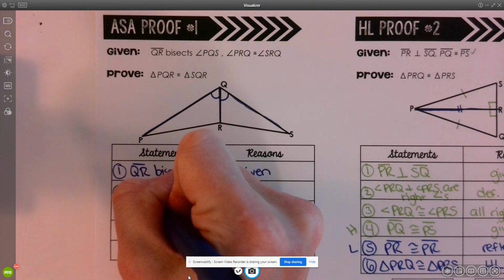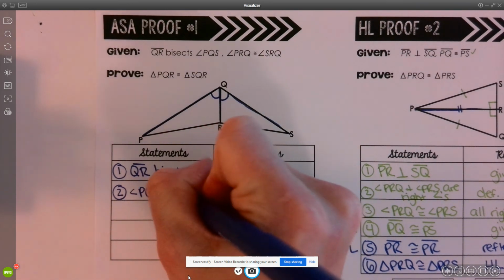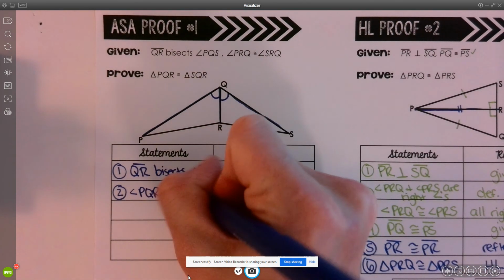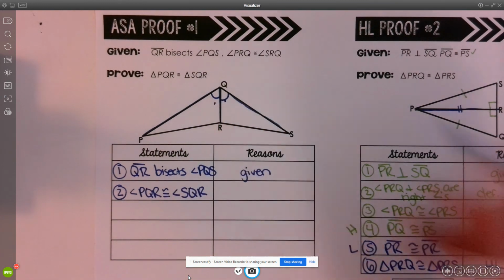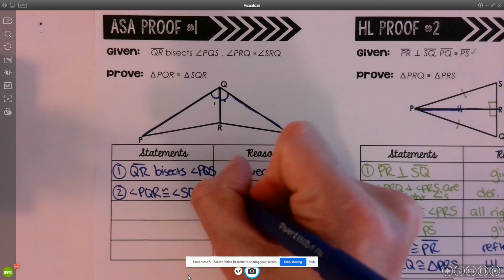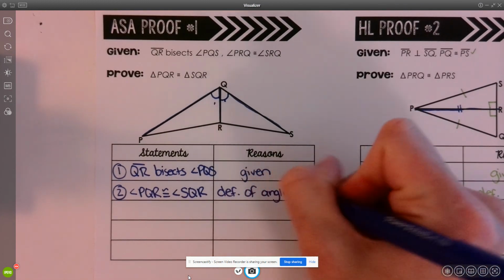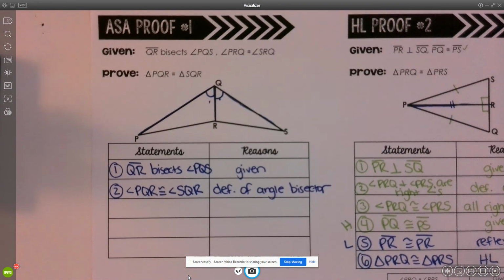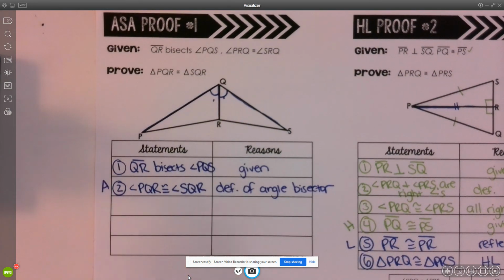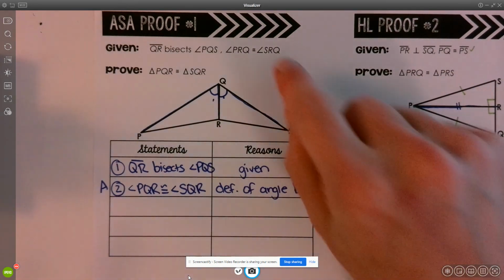Angle PQR must be congruent to angle SQR. These two angles have to be congruent, and that is the definition of an angle bisector. And so this first given statement helped us get a pair of angles in the two triangles that were congruent. Don't forget our other given.